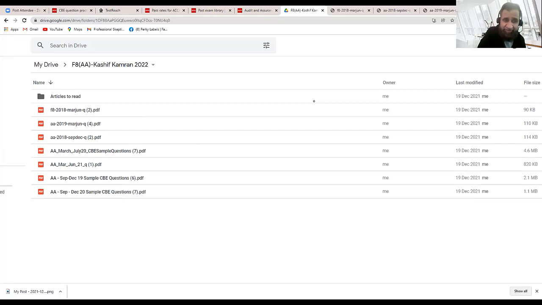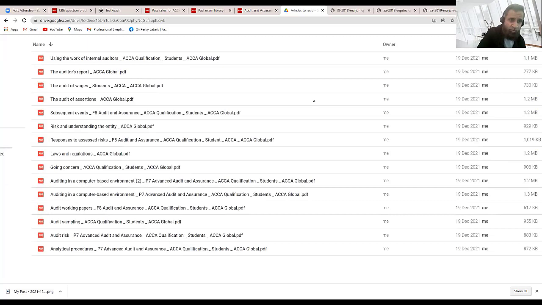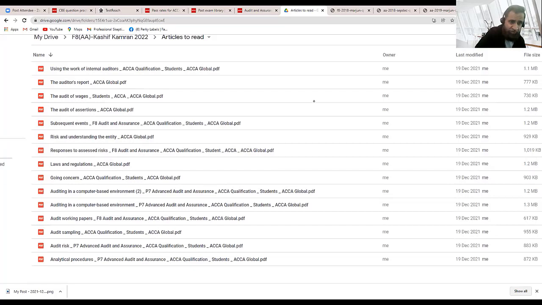Can you see the folder articles to read? Right. So I'll click on the folder articles to read. And inside that, all the articles have been put here. How many articles in total? Count them up. There's 1, 2, 3, 4, 5, 6, 7, 8, 9, 10, 11, 12, 13, 14, 15 articles to read. Not much. So 15 articles.